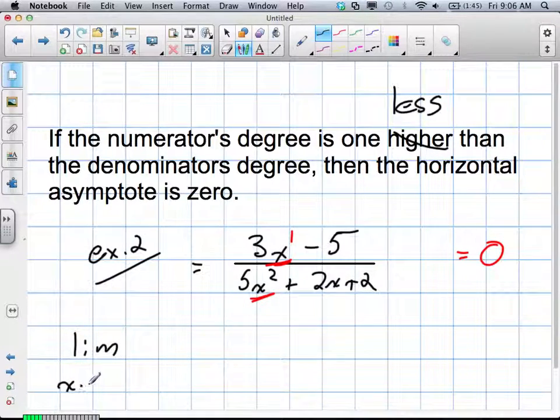The limit as x tends to negative infinity. We'll still be plugging in the value of infinity, okay? And we'll talk about the negative and positive after. I'll go back and solve those.